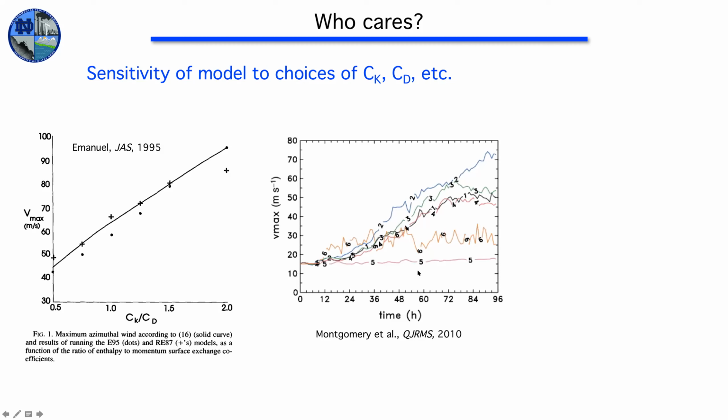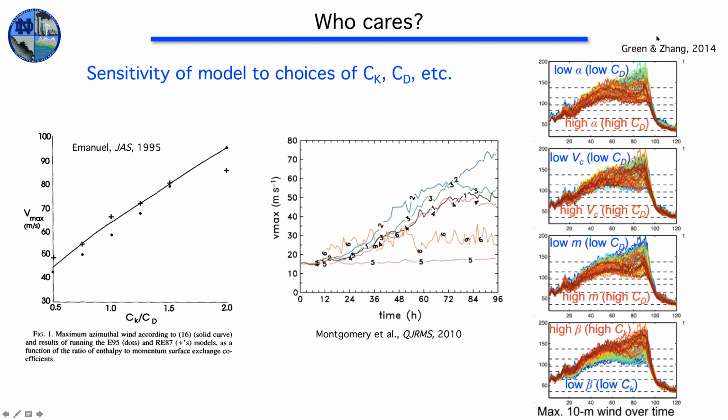Well, this is a steady state idea. Others have done something more transient. So what does the development of a storm look like for a bunch of different values of CD? Same thing here, Green and Zhang in 2014. What does the time history of the development of a storm look like for different values of CD and CK? And the answer is that it varies quite a bit, because again, this is what ultimately controls a lot of the balance.